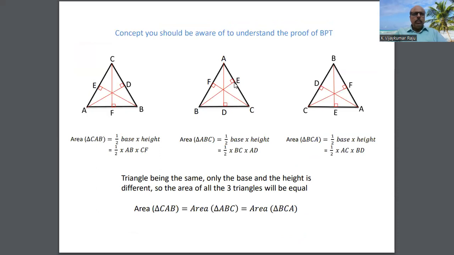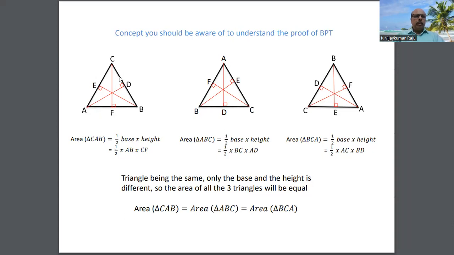Now, before we go into the analytical method of the proof of this theorem, we need to understand a few concepts that you should be aware of to understand the proof of the basic proportionality theorem. Let us take a triangle ABC. It has 3 altitudes. You can draw AD as a perpendicular to side BC, CF as a perpendicular to side AB, and BE as a perpendicular to side AC.